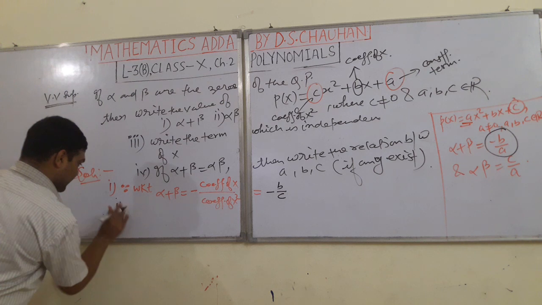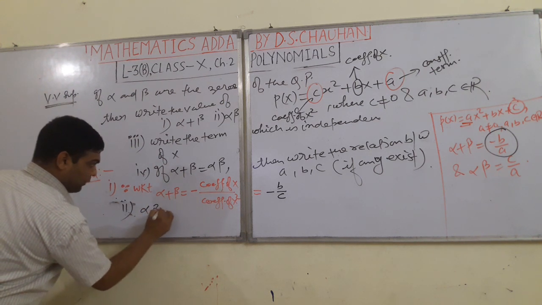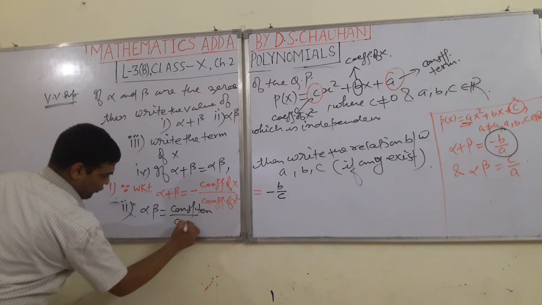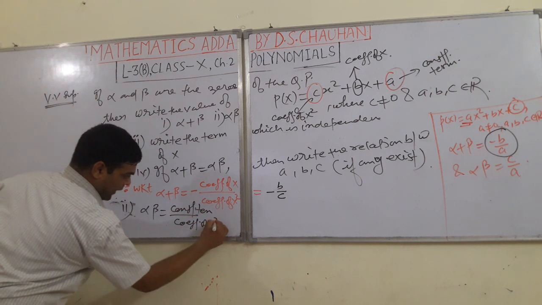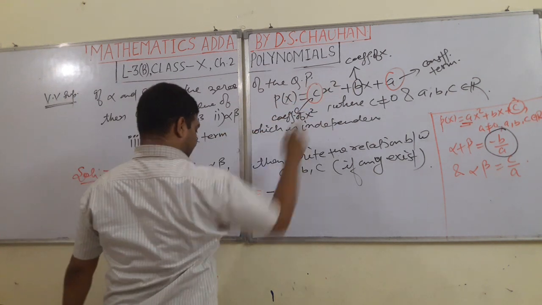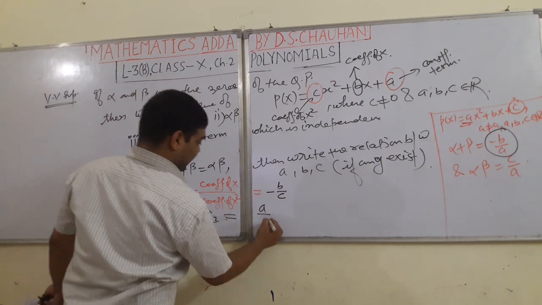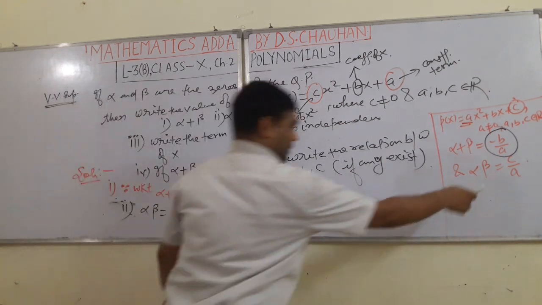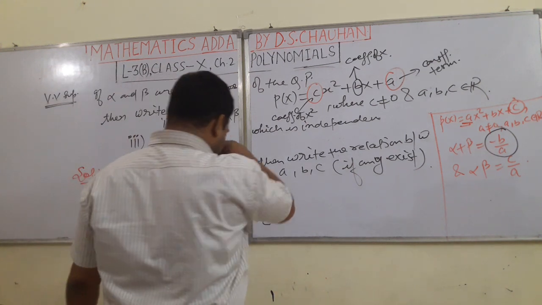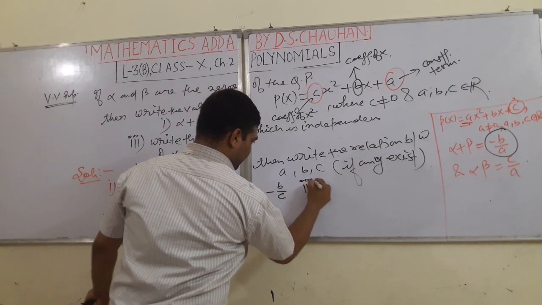Next, alpha beta is the constant term upon the coefficient of x square. The constant term is a, and the coefficient of x square is c. Here it is a upon c, whereas you know the usual one is c upon a. Just the reciprocal of that.